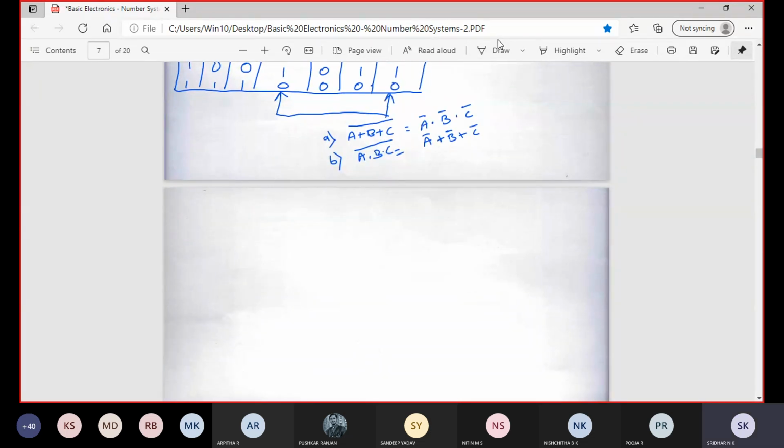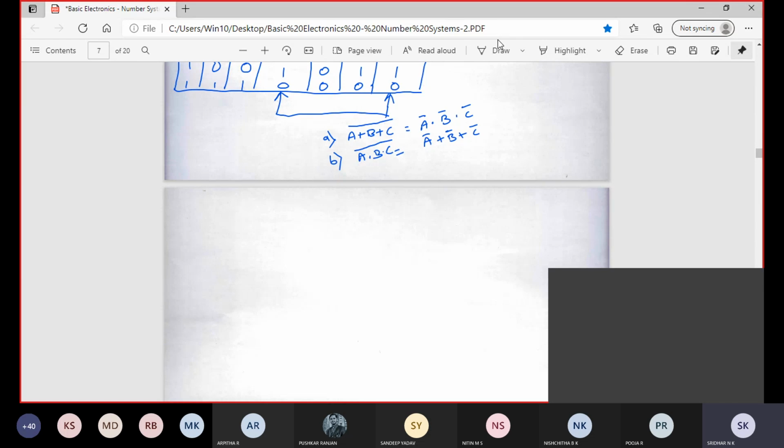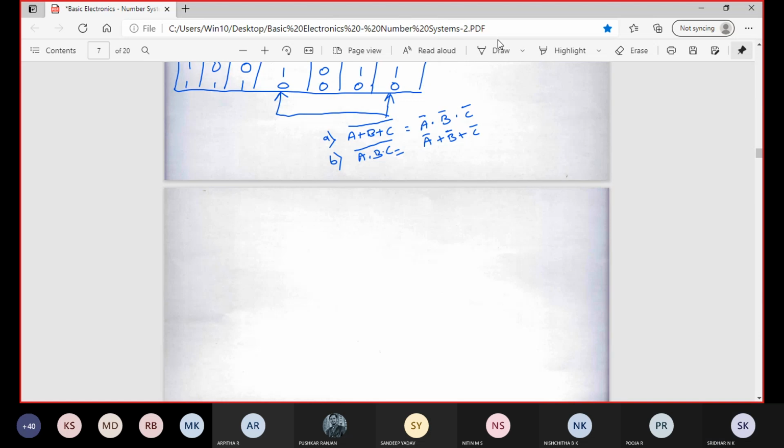Because this continuity should be there. This three variable I'll complete and I'll leave it out. Right. So this will be, if I want to prove the first one, three variable: a plus b plus c whole bar is equal to a bar dot b bar dot c bar.